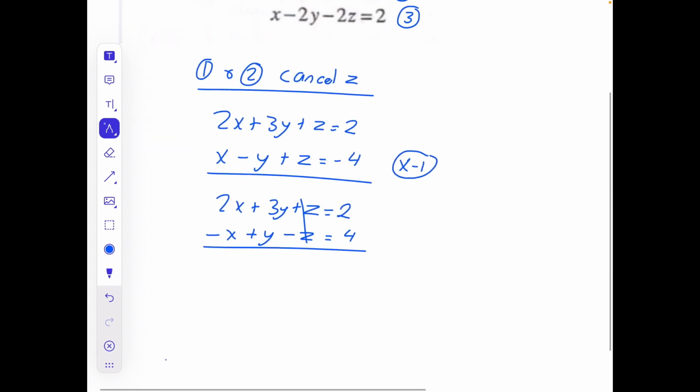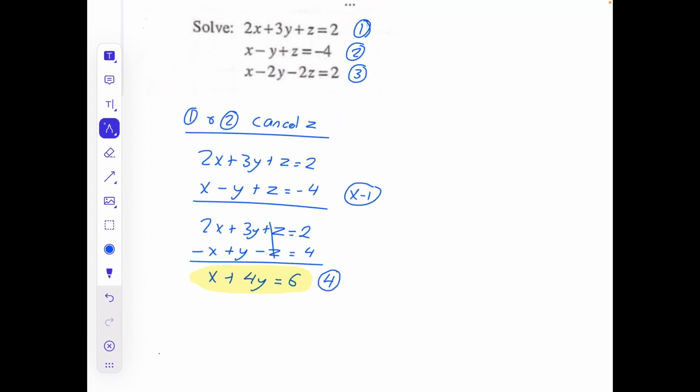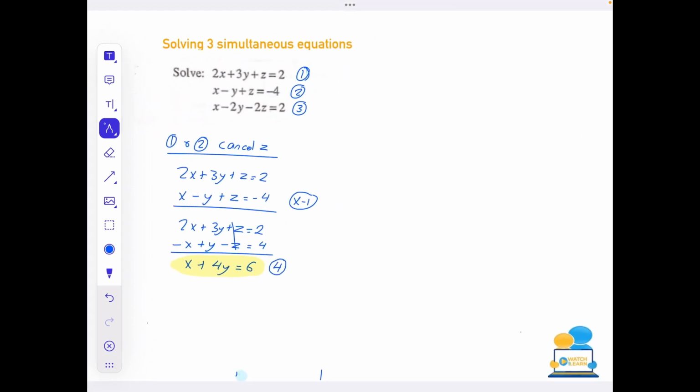They'll cancel. So now we have 2x minus x will give me x, just 1x. 3y plus y will be 4y is equal to 6. Now, I'm going to get out a highlighter and I'm going to put a big circle around that. That is going to be super important later on, and I'm actually going to label that as equation 4. Okay, that's my step 1 done.